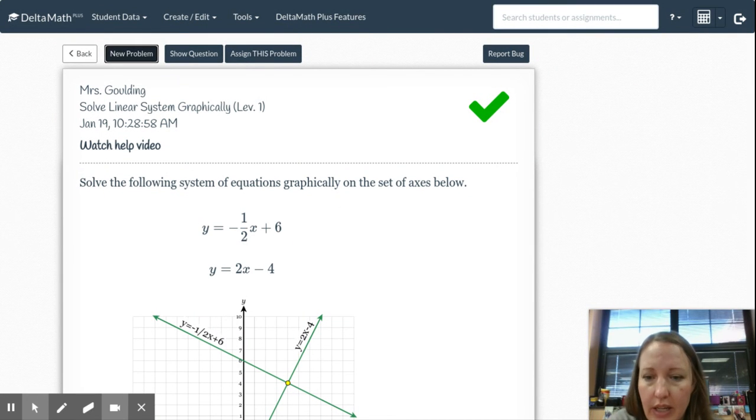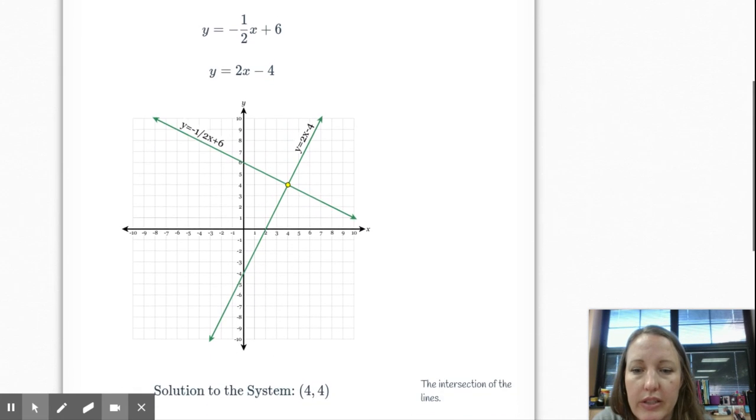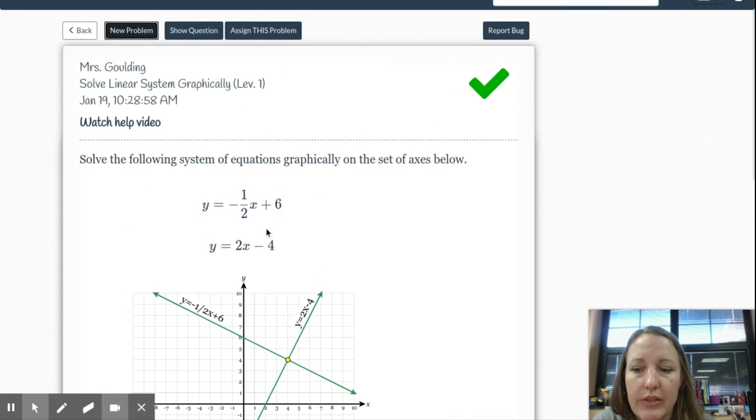So hopefully just graphing these lines and then looking where they cross will be a good way for you to practice for your test. All right. Just do 5 of those for me.